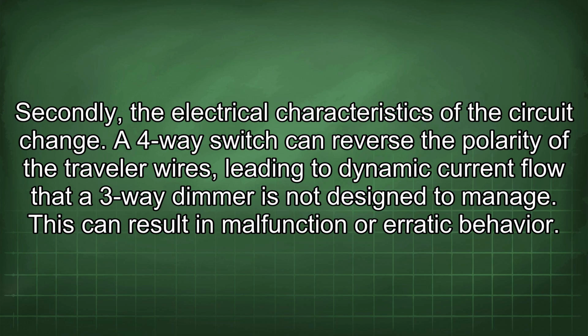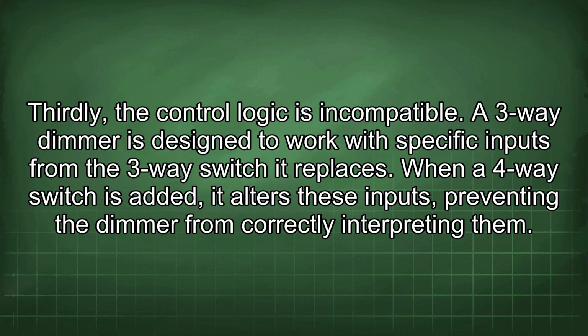Secondly, the electrical characteristics of the circuit change. A four-way switch can reverse the polarity of the traveler wires, leading to dynamic current flow that a three-way dimmer is not designed to manage. This can result in malfunction or erratic behavior. Thirdly, the control logic is incompatible. A three-way dimmer is designed to work with specific inputs from the three-way switch it replaces. When a four-way switch is added, it alters these inputs, preventing the dimmer from correctly interpreting them.